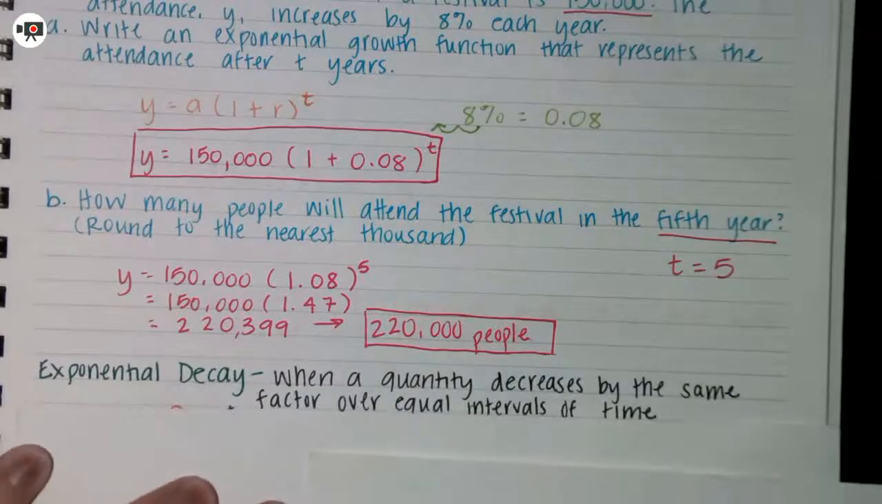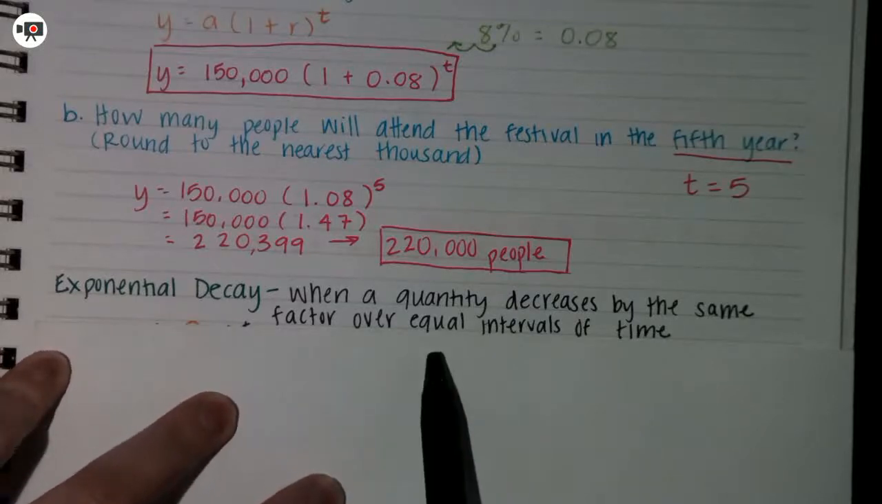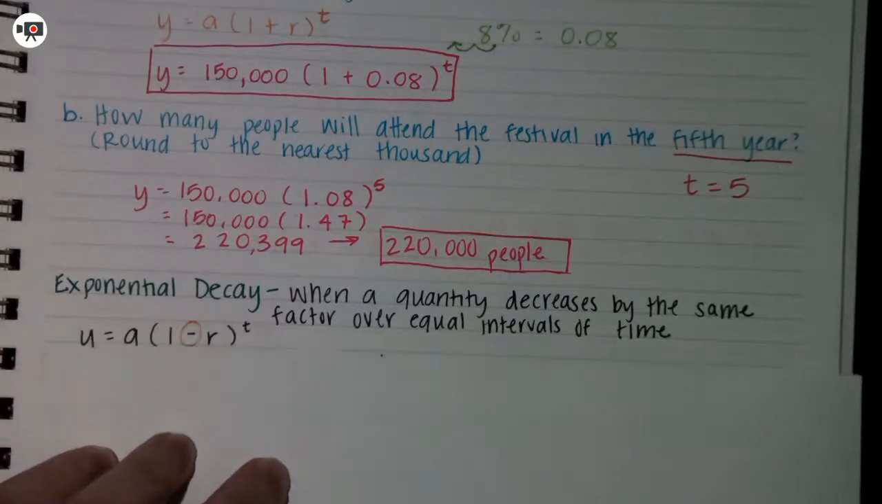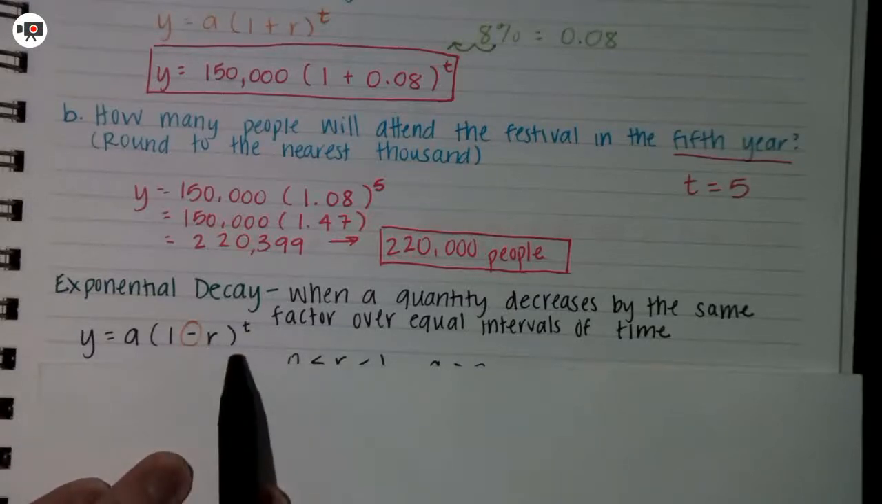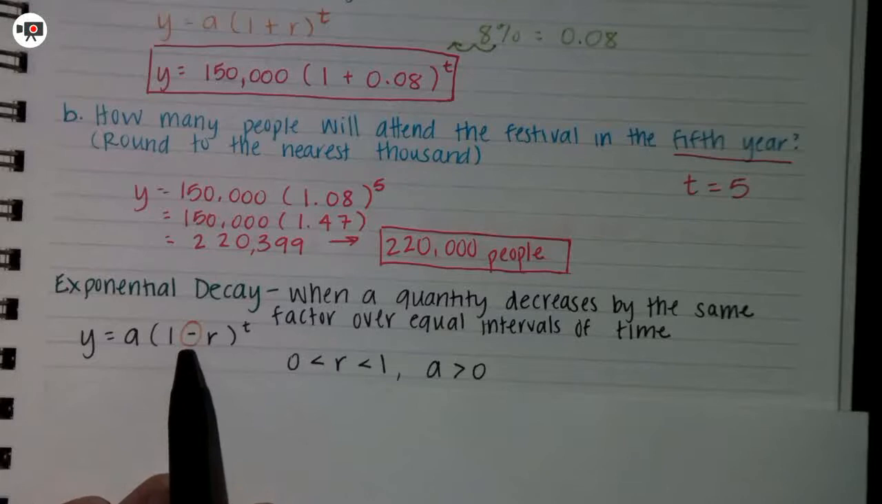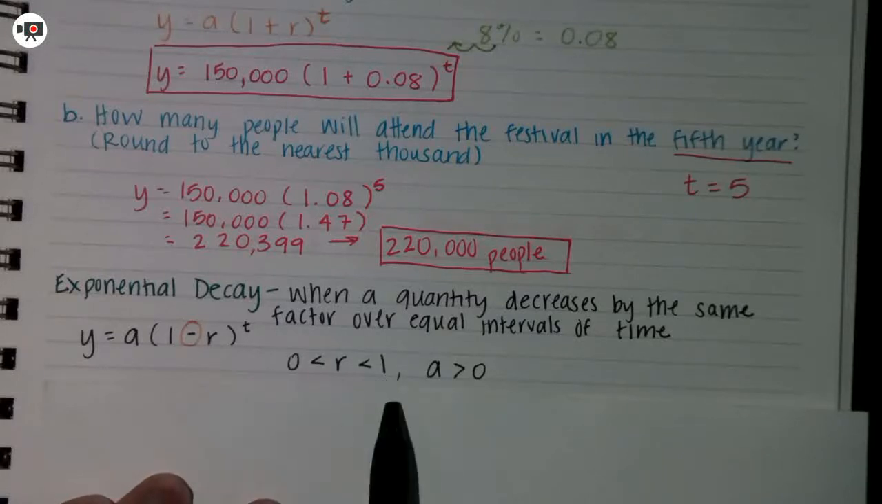We also have exponential decay, and that would be when a quantity decreases by the same factor over equal intervals of time. The same function will be used, but instead of adding r, you subtract r. And this time r must be between 0 and 1, so it cannot be negative and it cannot be greater than 1, and a must be greater than 0.